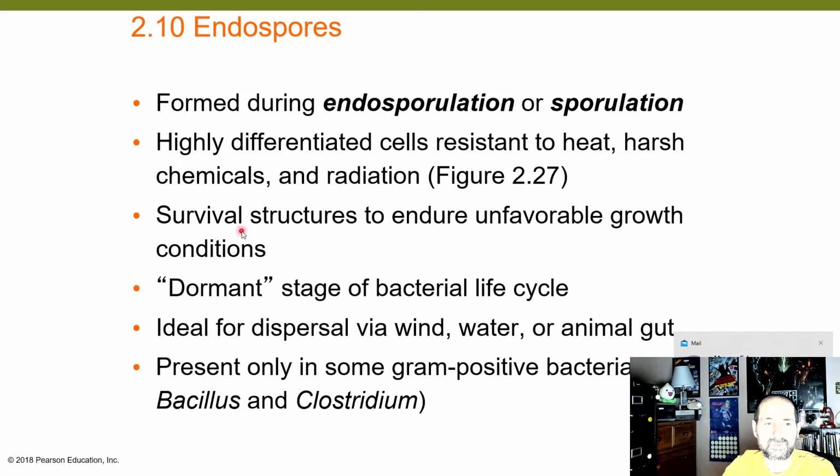All right, so these are survival structures to endure unfavorable growth conditions. Yes, so during unfavorable growth conditions, these bacterium can form endospores. And then the bacterium can actually germinate. When the conditions get better, the endospores can germinate, and the vegetative cell, which means the regular cell, can grow out from the endospore. And again, it's present only in some gram-positive bacteria.